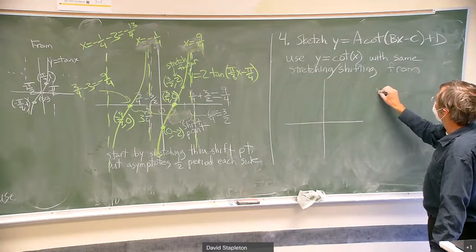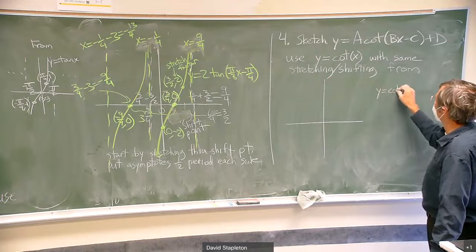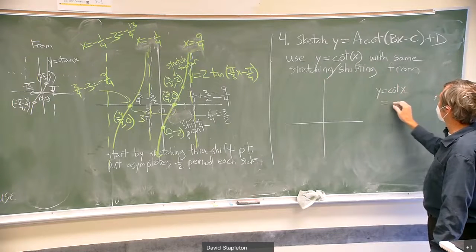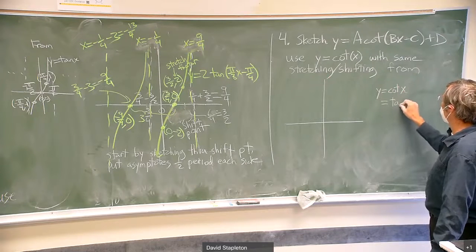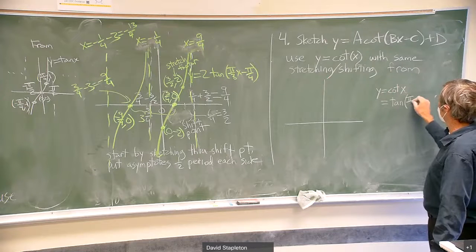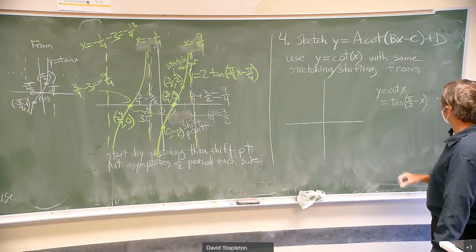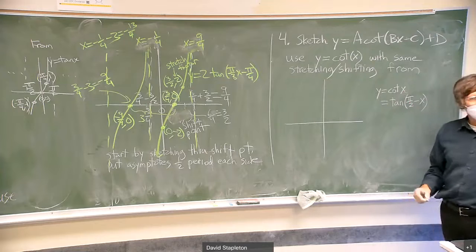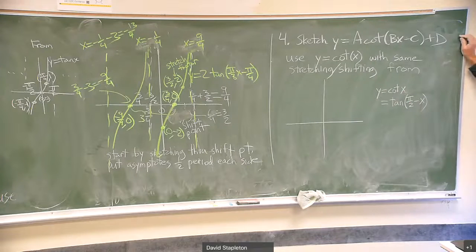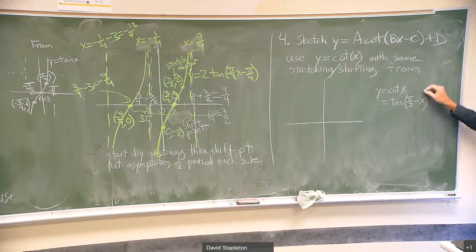We'll say y equals cotangent x is also y equals tangent of pi over 2 minus x. How is that? Where do I know this from? We proved it before for triangles and said it holds for any angle. How do I know cotangent x is tangent pi over 2 minus x? Does that look familiar? I hope. This is actually the cofunction identity, right?